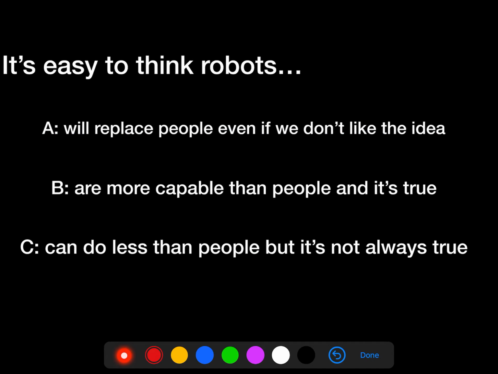So this was the end of activity 2. Now let's move on to activity 3. We have 3 options here and 1 question. We need to pick one of these. Let's have a look at the question. We need to finish the sentence. It is easy to think robots A, will replace people even if we don't like the idea. B, it is easy to think robots are more capable than people, and it's true. C, it is easy to think robots can do less than people, but it's not always true.